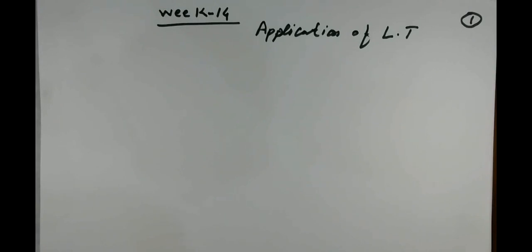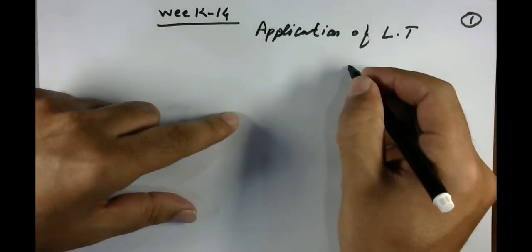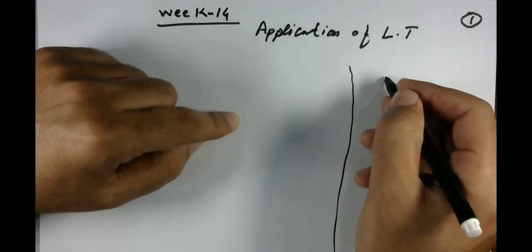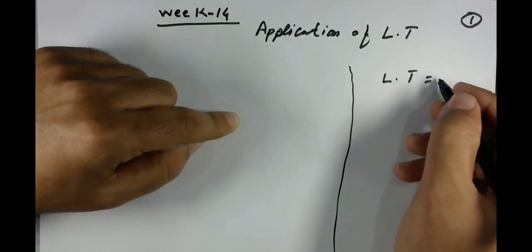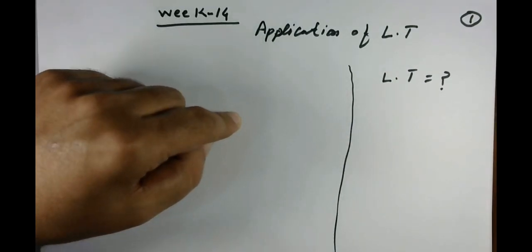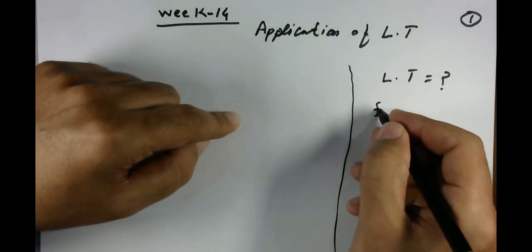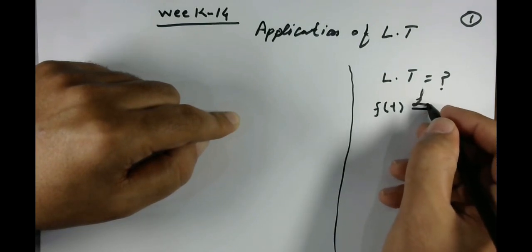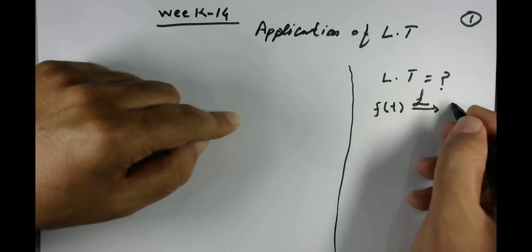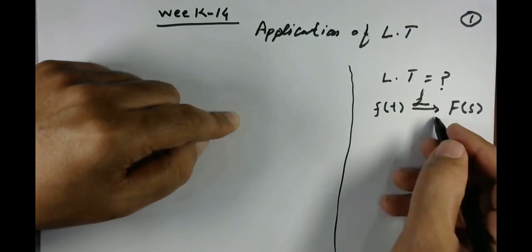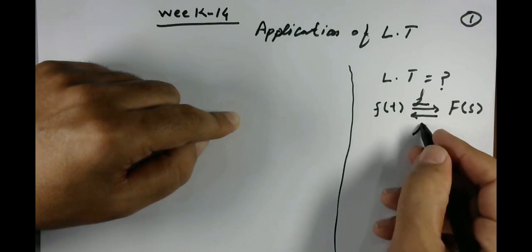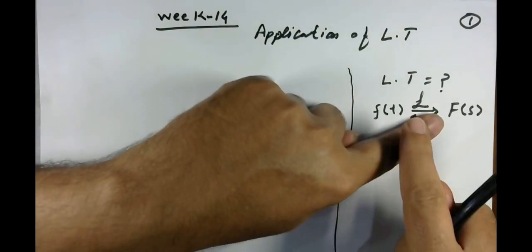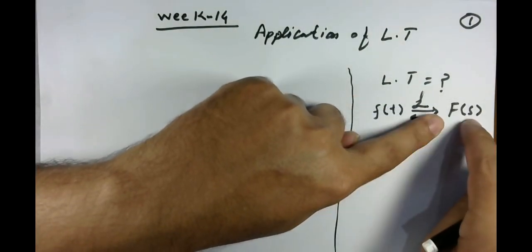So in previous classes, we studied the Laplace transform. These were the topics we covered in the previous week. We studied what the Laplace transform is, and its basic definition: if you have f of t and you apply Laplace over this, you will get F of s. And when you apply inverse Laplace, then you get f of t. So first we studied how we can go from the time domain to the s domain.